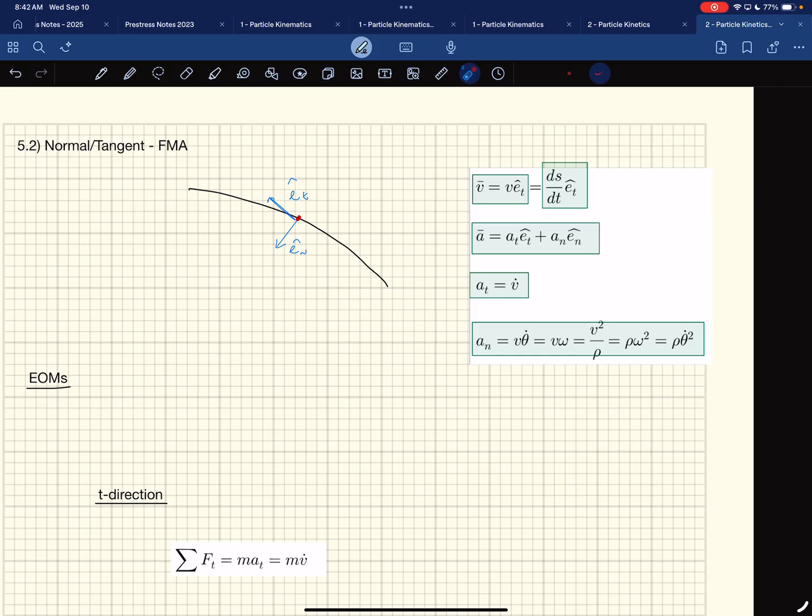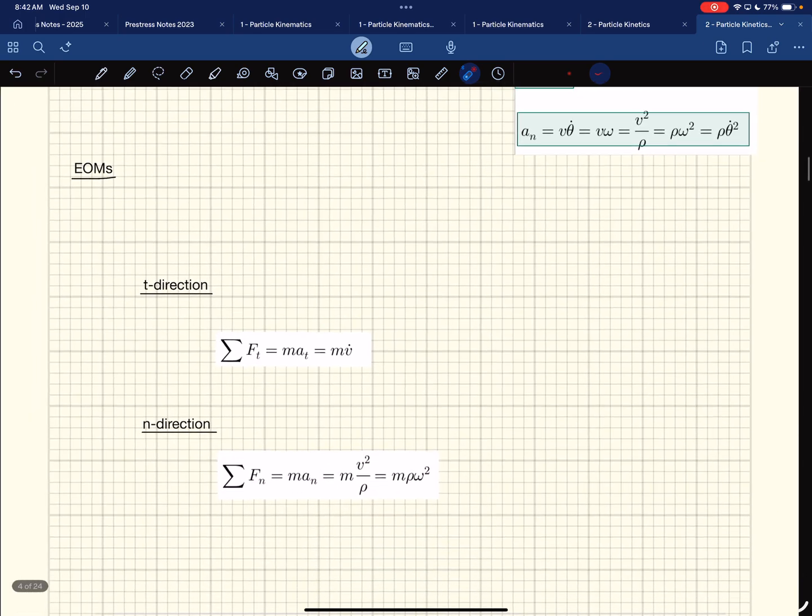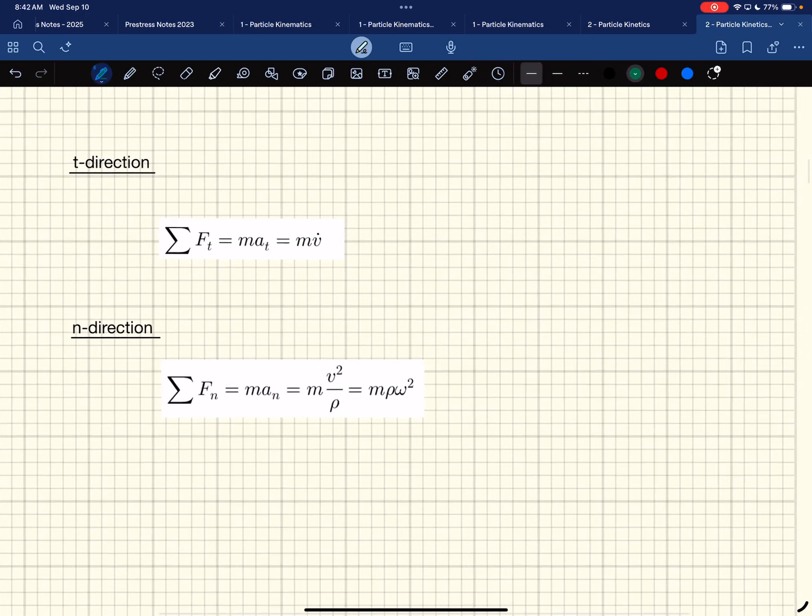So that's just a quick review of what the kinematics looked like. For our equations of motion, all you really do, in a pretty quick little derivation, is set this up and sum my forces in the t direction, and that's equal to mass times acceleration in the t direction, or mass times v dot. Then I look in the n direction, and I sum my forces in the n direction.